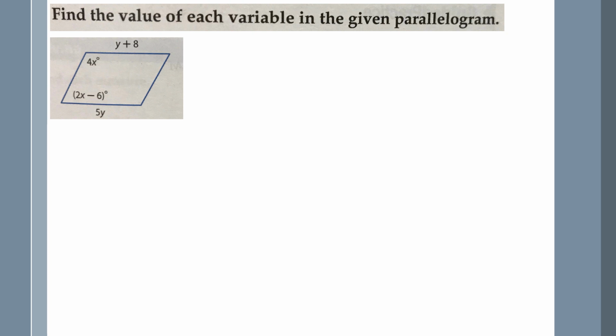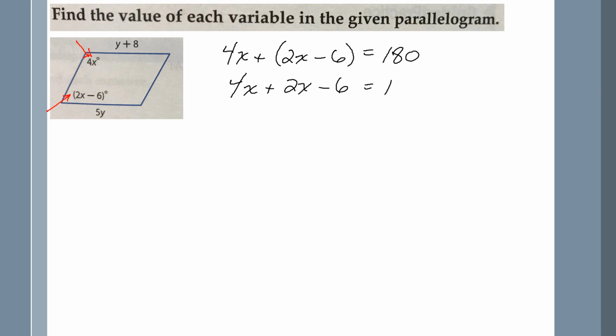Okay, so here again we have x and y. Let's take a look at this. We know that this angle here and this angle here are consecutive, and we learned today that consecutive angles are supplementary. So that means that 4x plus 2x minus 6 is equal to 180. So we're going to clear the parentheses, right? 4x plus 2x minus 6 equals 180.